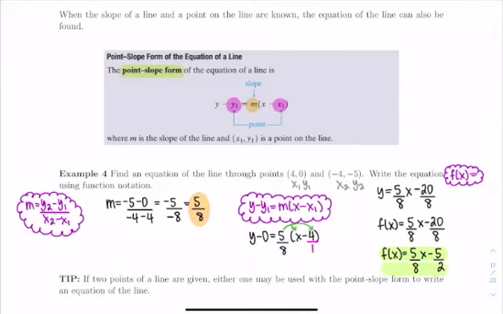And so the tip just says that if 2 points are given, you can use either one in point-slope form, because when I simplify, I end up with the same exact function.